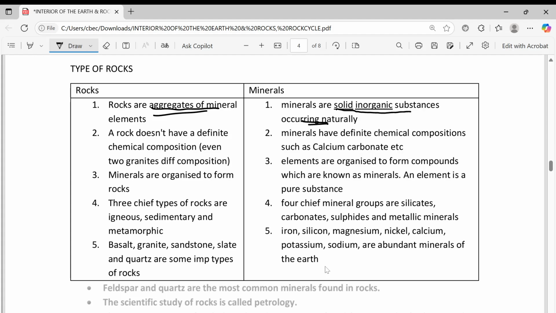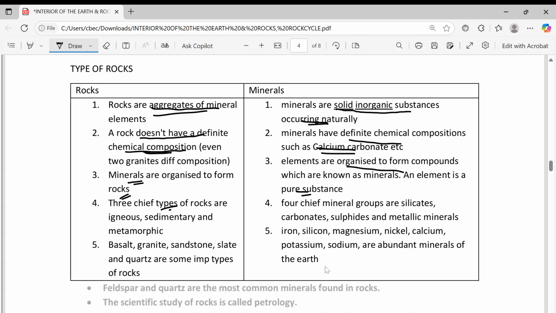Rocks also occur naturally. Rock doesn't have a definite chemical composition because it mixes many different minerals, but a mineral has a definite composition. For example, limestone will have calcium carbonate. So minerals are organized to form rocks.